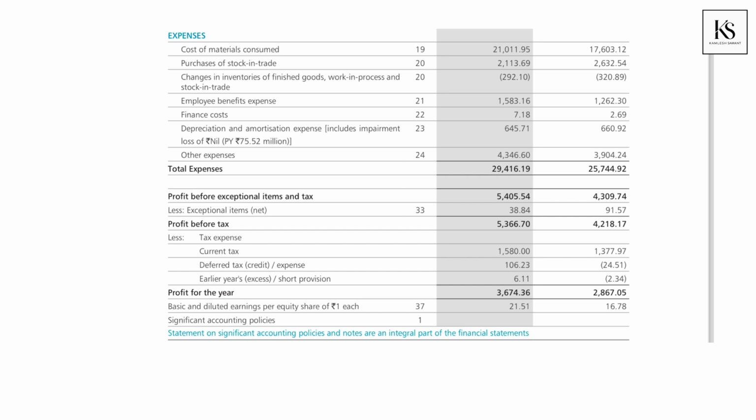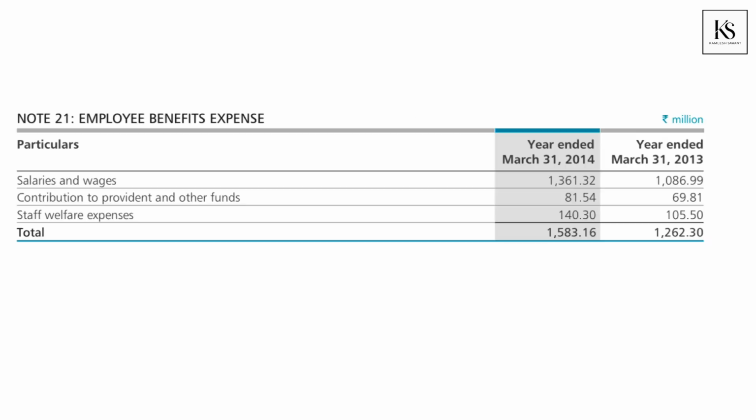This is quite intuitive as it includes expense incurred in terms of the salaries paid, contribution towards provident fund and other employee welfare expenses. This stands at 158 crore rupees for the FY14. Have a look at the extract of note 21 which details the employee benefit expenses.